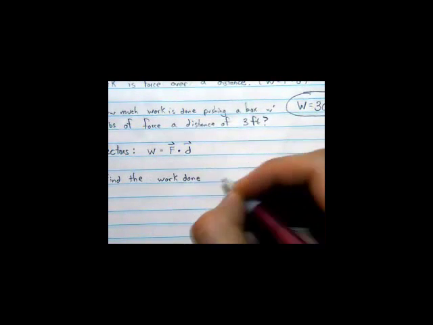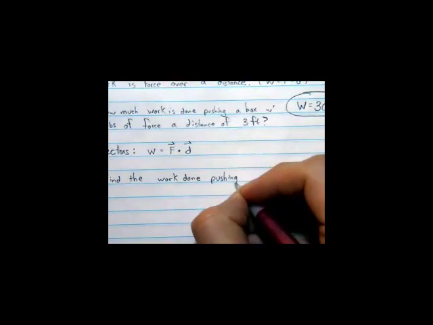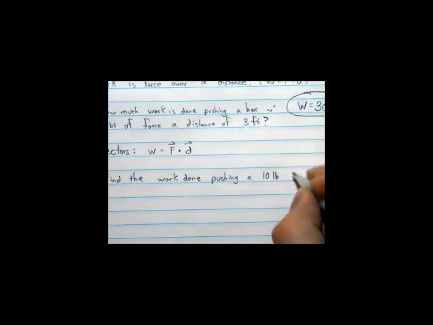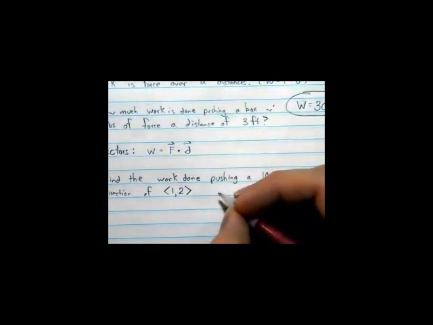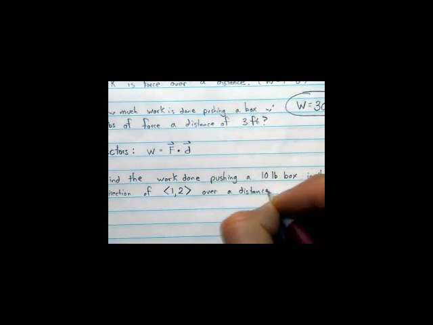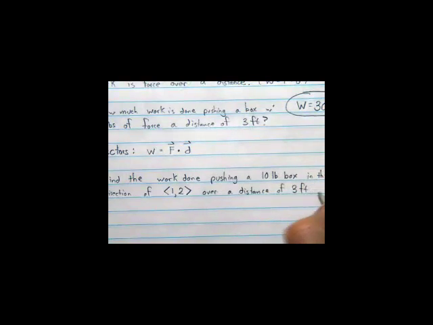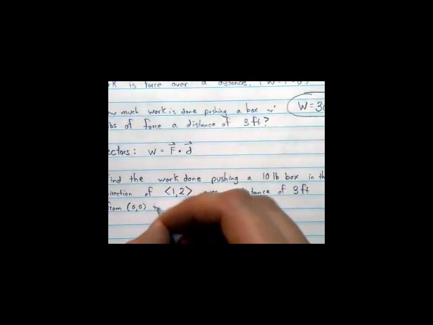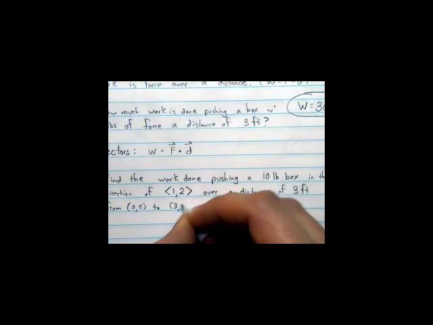All right, so let's try this work using the vector way. Let's find the work done pushing a 10-pound box in the direction of <1, 2> over a distance of 3 feet from the point (0, 0) to (3, 0).